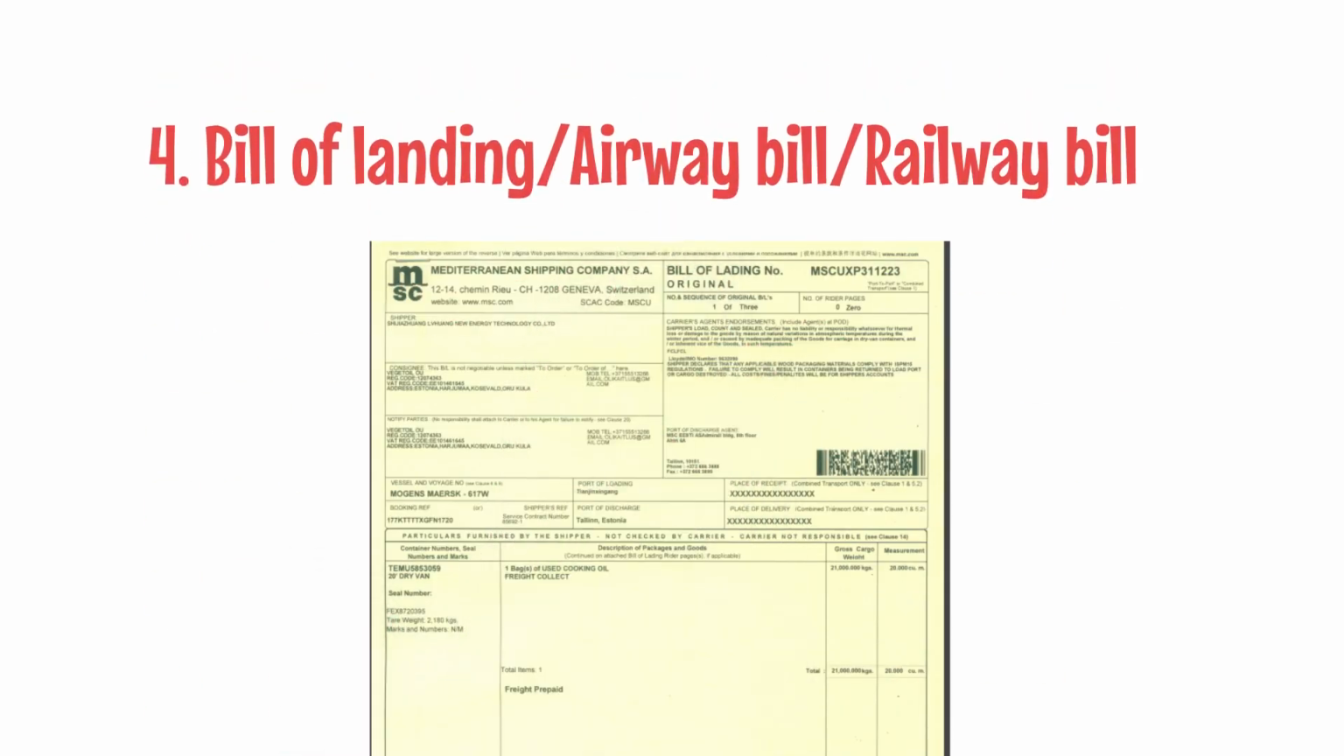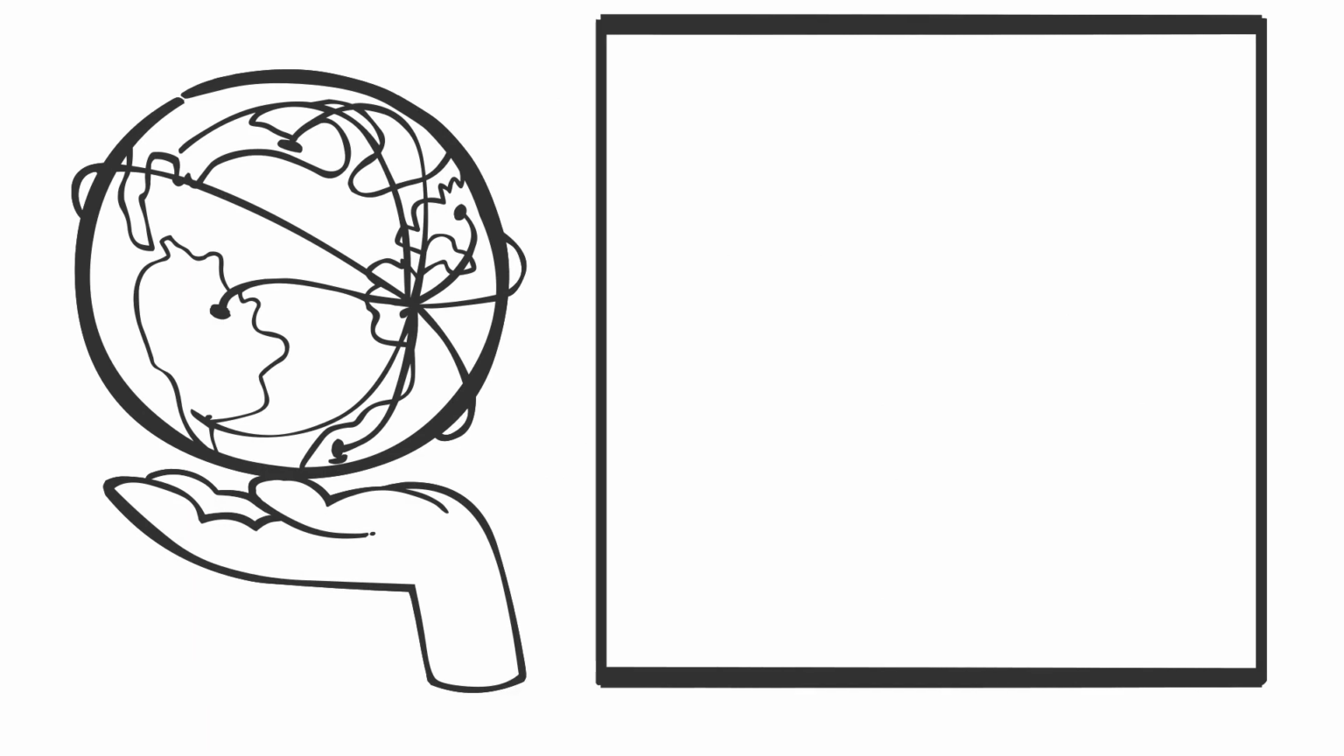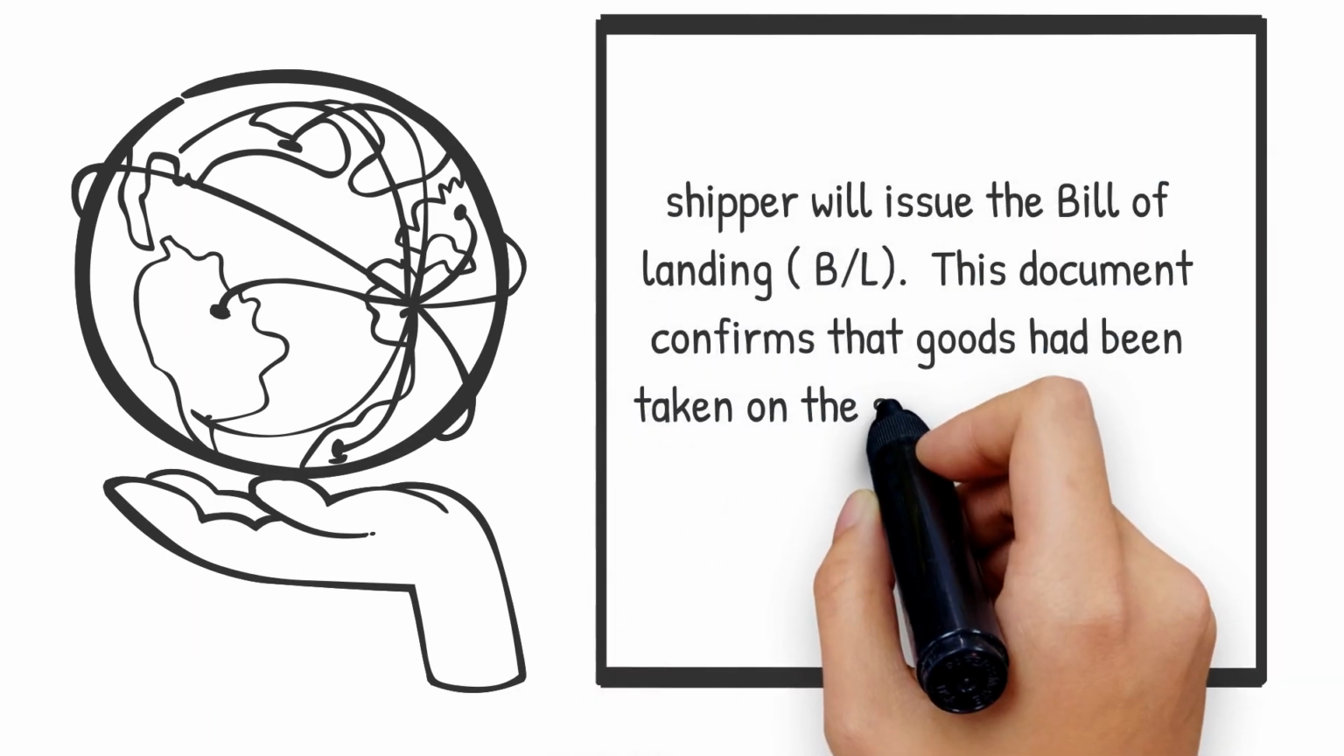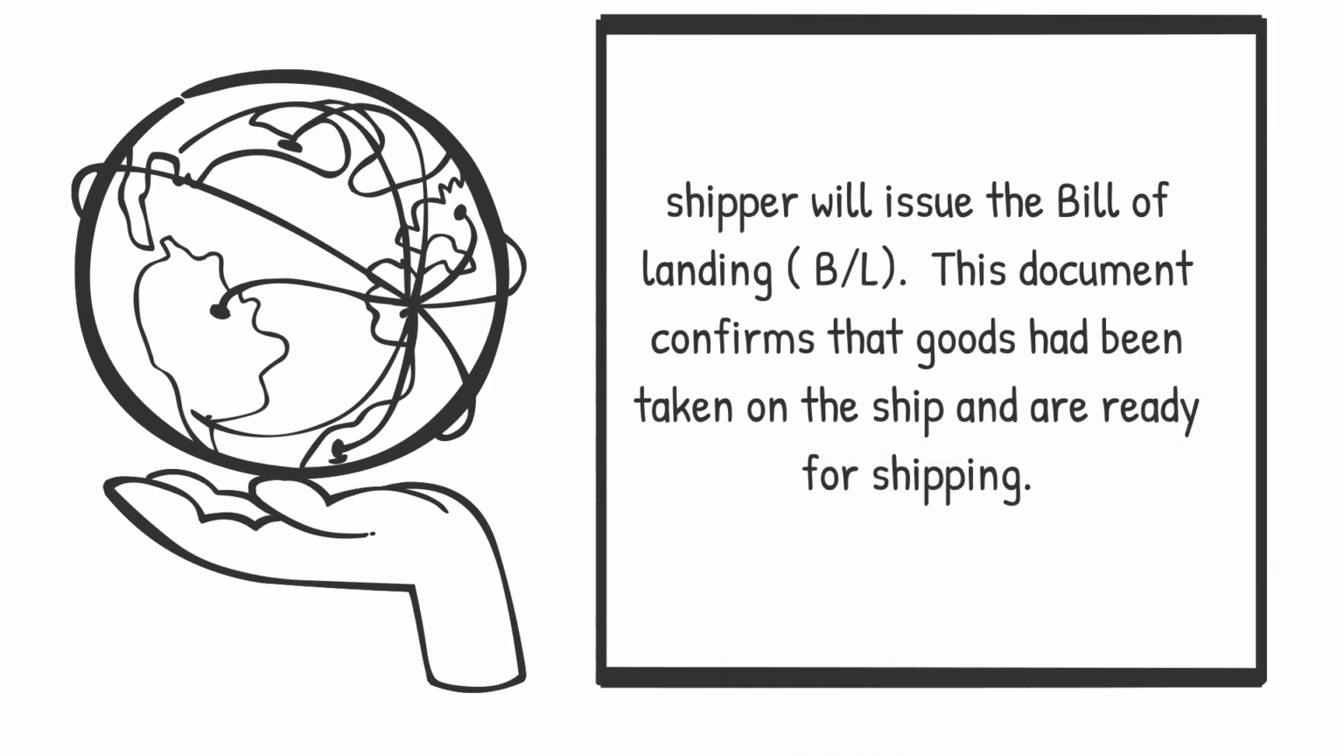4. Bill of lading, airway bill, railway bill. If the goods have been taken on the ship board, the shipper issues the bill of lading. This document confirms that goods have been taken on the ship and are ready for shipping. This is the proof for receivers and banks that the goods are ready for shipment.